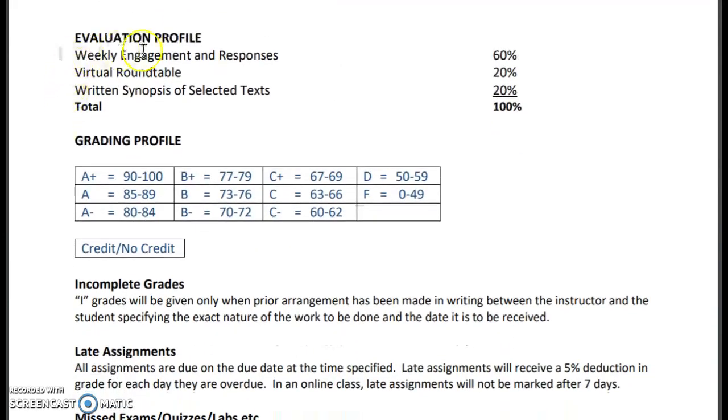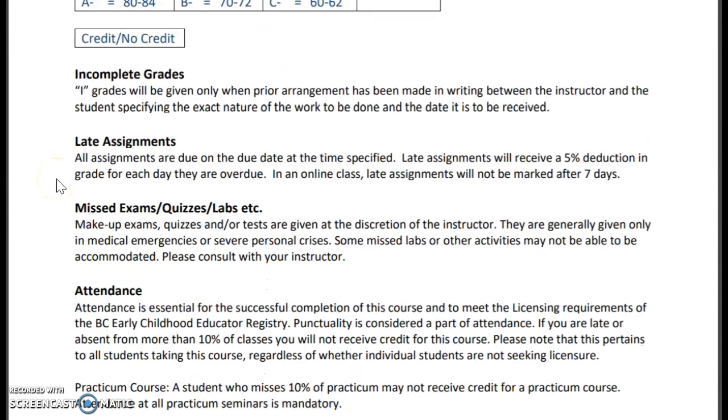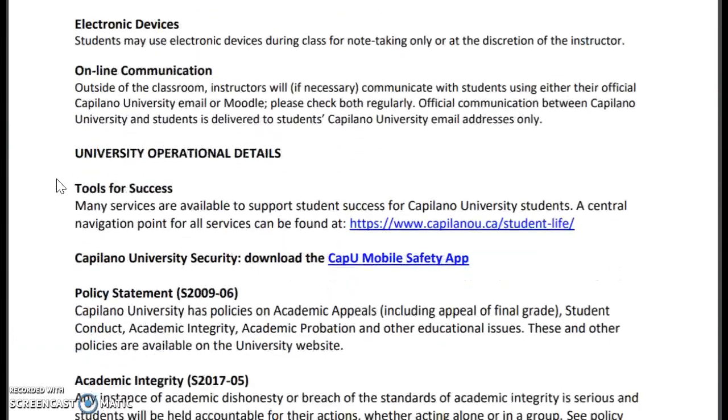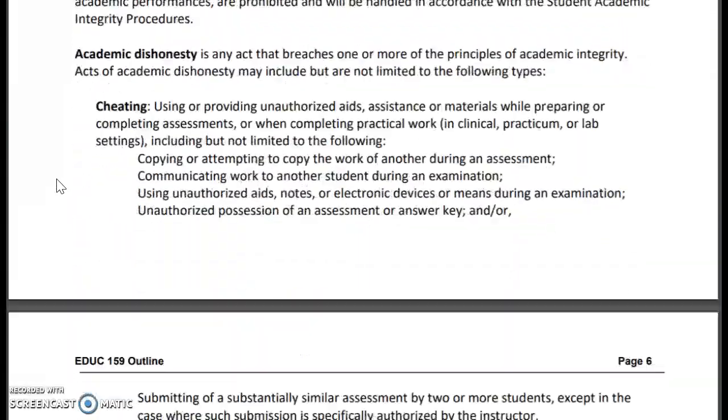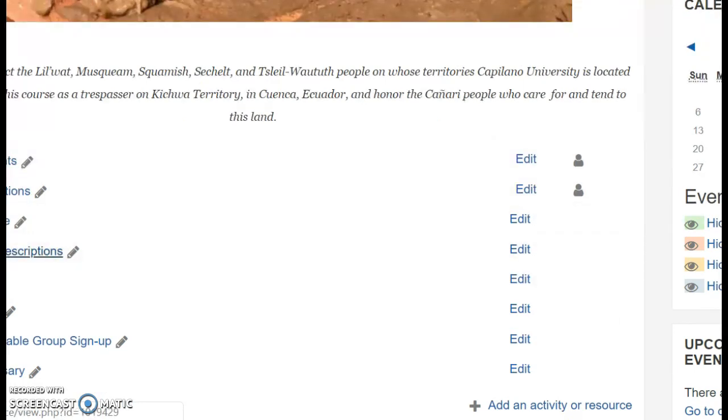So the evaluation profile of this course is this. Weekly engagement and responses is 60% of your grade. You'll have a virtual roundtable assignment, which is worth 20%. And then lastly, you'll have a written synopsis of selected text, which is also worth 20%. And then I won't go over this last bit, just the grading profile, you can look at on your own time, and some policies on incomplete grades, late assignments, attendance, on the online space, etc. So let's move on, and I'm going to show you the assignment descriptions.